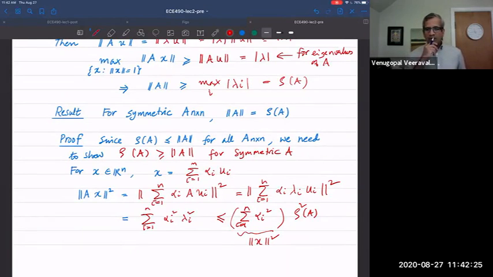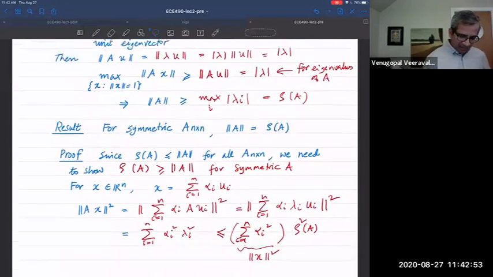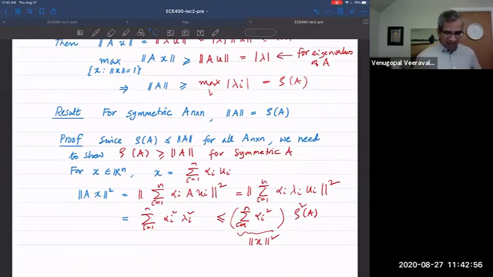So what did we show? What do you have to do now? Assuming that x is not equal to 0, you can divide the right-hand side and left-hand side by the norm of x squared, and then take the square root, and then using this definition, you end up with the matrix norm being less than or equal to rho of A.